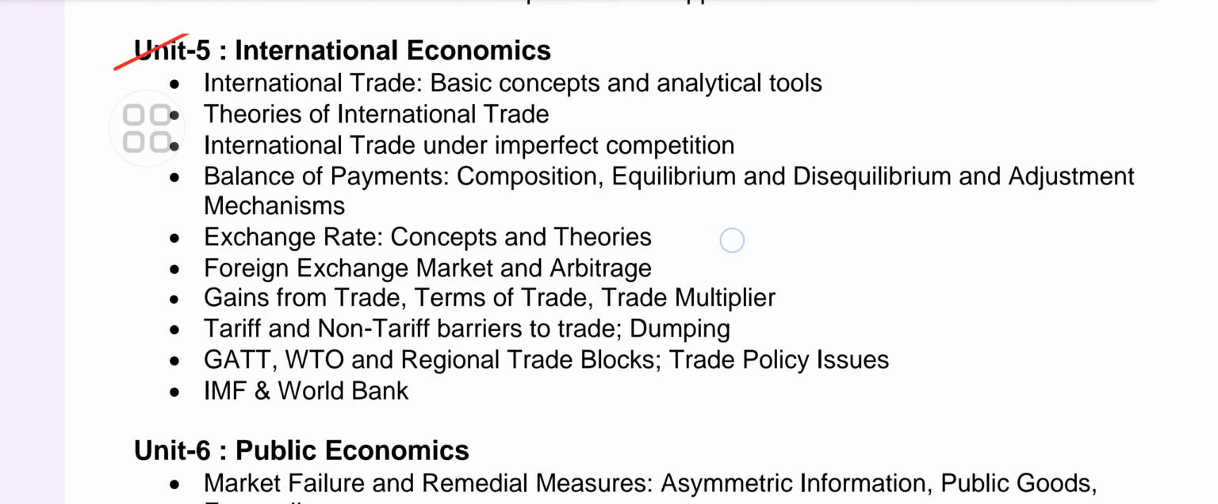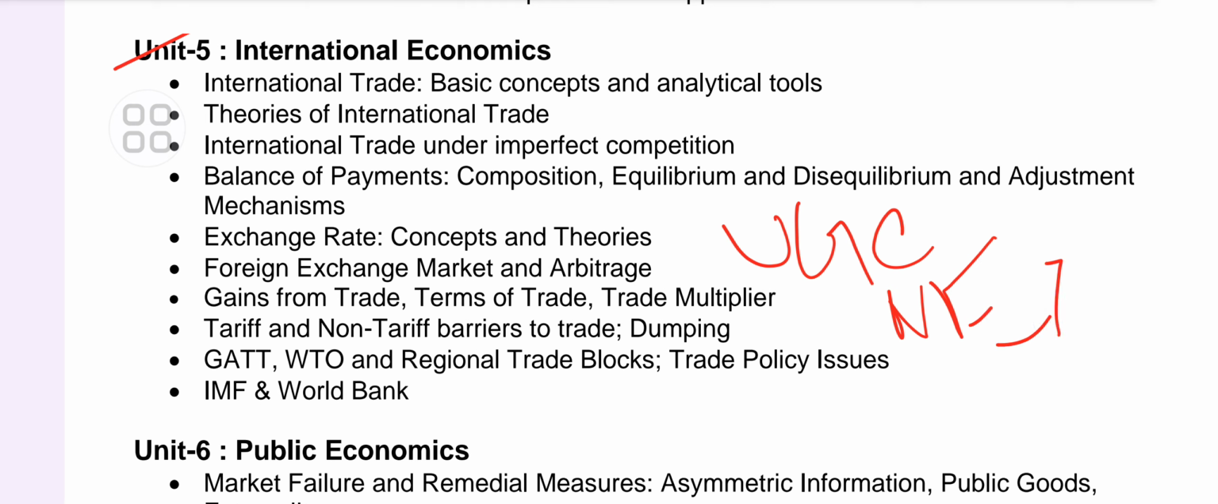Okay, international economics, very important part. This time from UGC NET also they have given many questions from this part. International trade, like theories of international trade under imperfect competition, BOP, exchange rate, gains from trade, terms of trade, tariff, non-tariff barrier, GATT, WTO, different trade blocks and all those things.